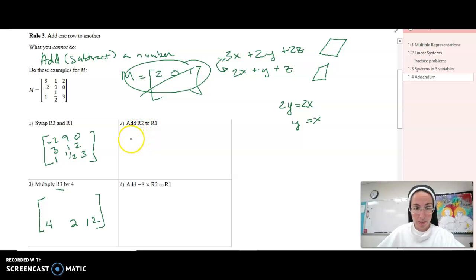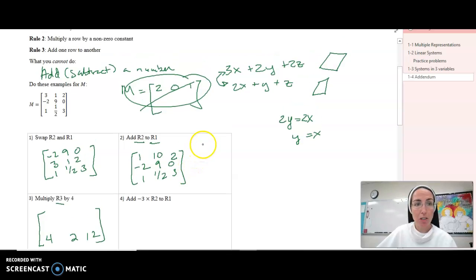I can add 1 row to another. So let's add row 2 to row 1. So -2 plus 3 is 1. 9 plus 1 is 10. 0 plus 2 is 2. Notice that row 2 doesn't change. I'm simply adding it to row 1. Row 2 doesn't have to change at all. And of course, row 3 is untouched by this operation.